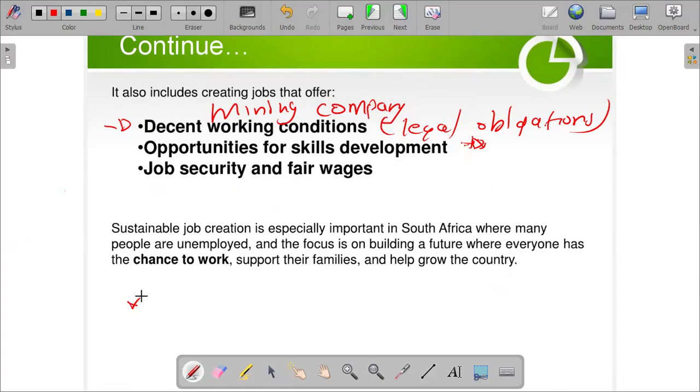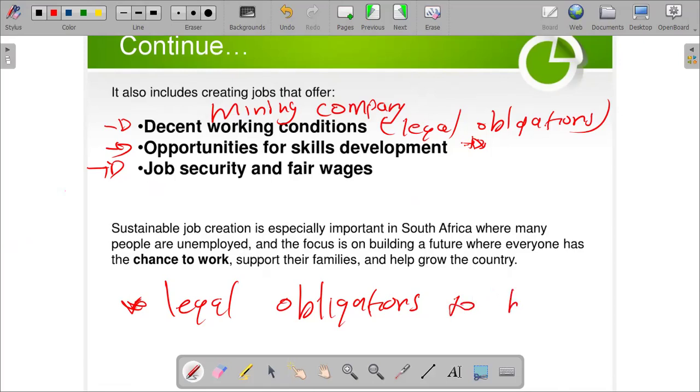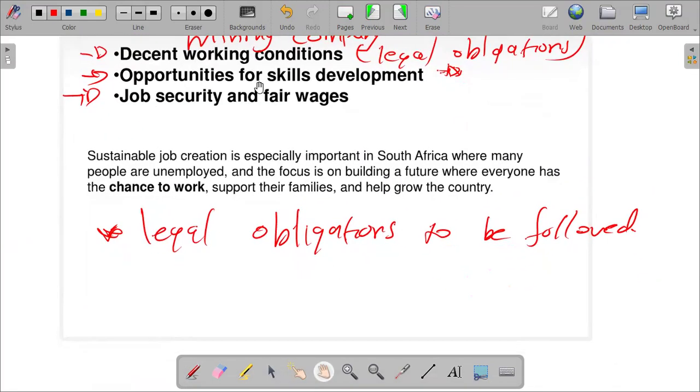Okay, let's put it here. Number one, decent working conditions. It's legal obligations to be followed. There are certain legal obligations to be followed as a mining company, right?